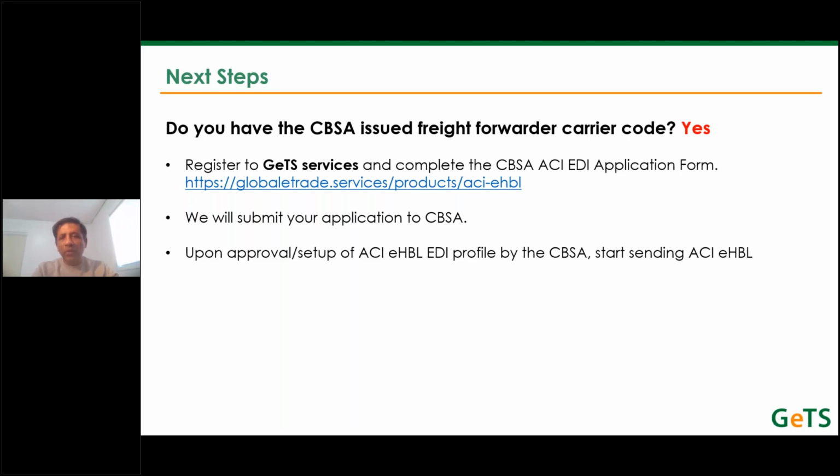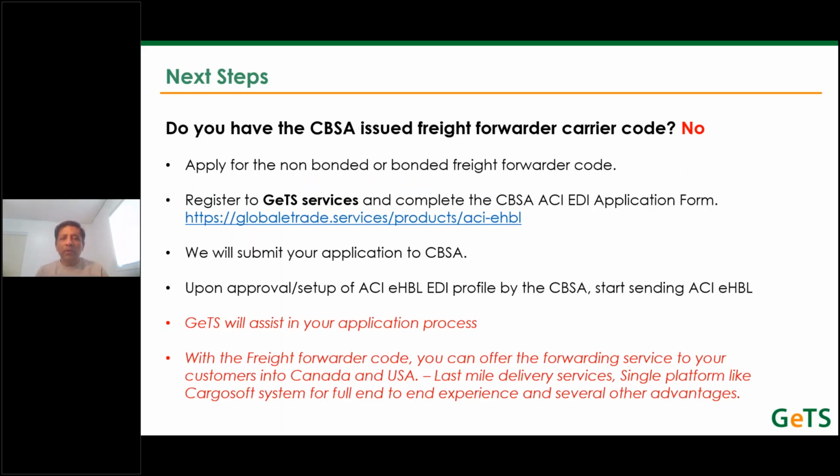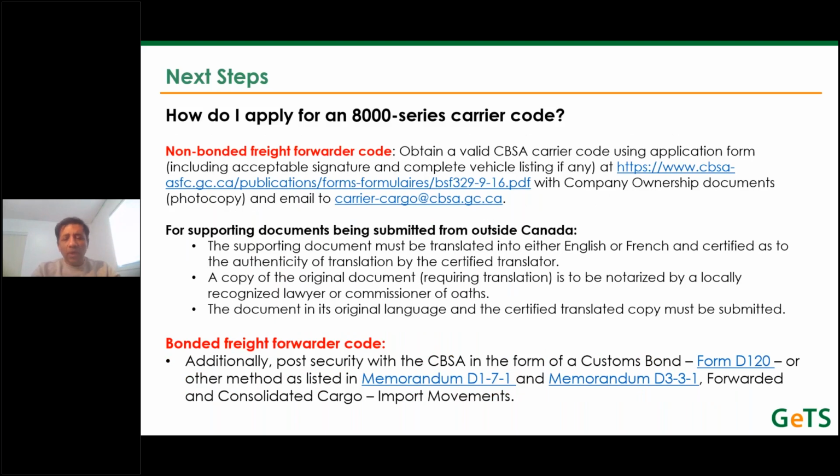So if you have a freight forwarder code, it is just the application to set up the profile with them. If you do not have a freight forwarder code today, it is very easy. As I mentioned, there are 2 types, bonded and non-bonded. If you are applying for just a non-bonded freight forwarder code, I will share you this link. You can download this application form, fill it up, and send it to CBSA with your company documents. They need to be translated into English or French here, but yeah, you can go through that process.